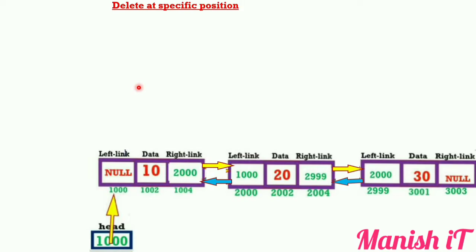Now I am going to discuss delete at a specific node. It means you already have a node and you want to delete it. In this you need to take care. You need three pointer variables. One pointer for the node to be deleted, another for the just previous node, and one for the just next node. Suppose you have three nodes here, so we need one pointer for this one, one for just before this one, and one for just next to this one. So we need three pointers.